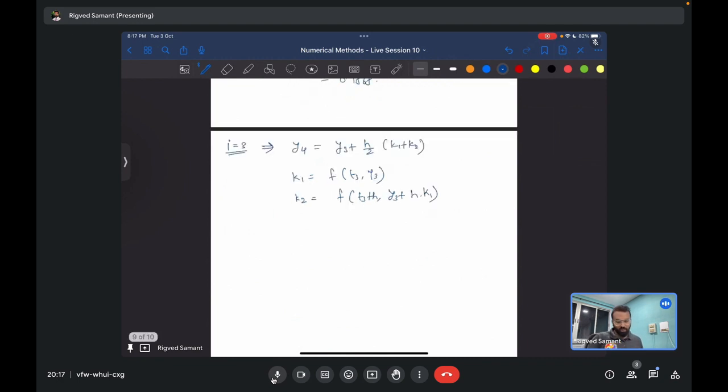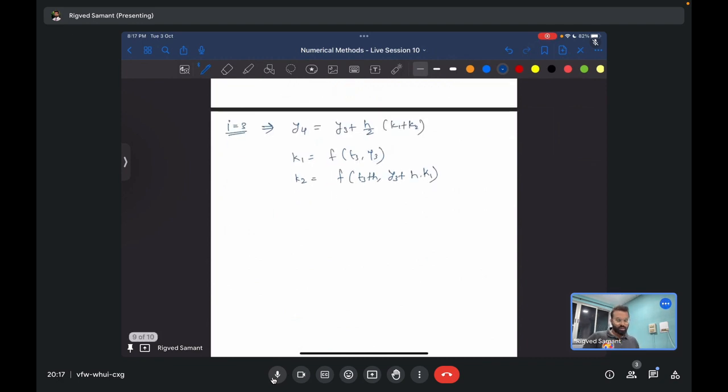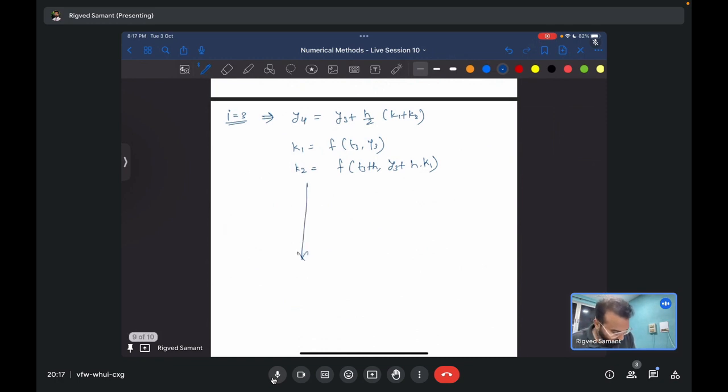So I will leave this part to you. The final answer after doing this, you will get y3, y4, that is y of 2 as 0.1303, or you can say 0.1300, 0.13, that's it.